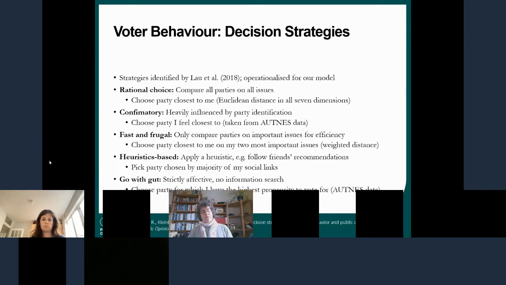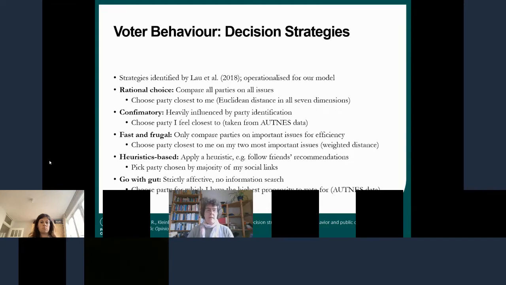Another strategy is heuristics based, where the authors Lau and colleagues have a range of heuristics, but some of them are very close to other strategies. So we chose for this model just following friends' recommendations. And here a voter would choose the party that is chosen by the majority of their social links.